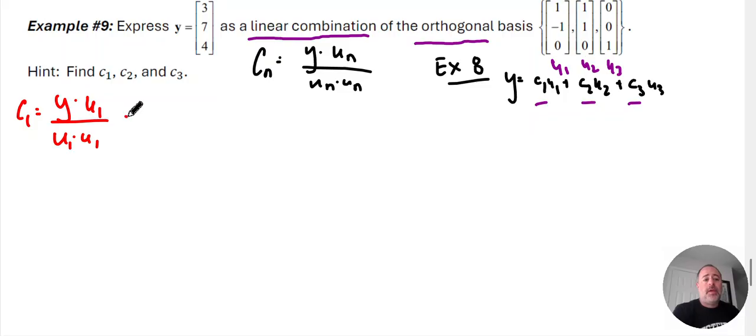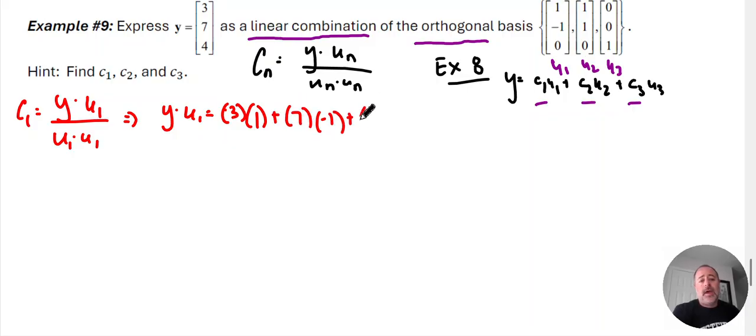So let's do that. If I ask you guys to dot y with u sub 1, that's all we've been doing in this entire lesson, the dot product, so this is not challenging at all. We take the first component of y, which is 3, and multiply it by the first component of u sub 1, which is 1. Then we take 7 and multiply by negative 1, and then we take 4 and multiply that times 0. We're just dot producting y with our u sub 1 here. When we do this, we get 3 minus 7 plus 0, which gives us negative 4. So the numerator for c sub 1 is going to be negative 4.